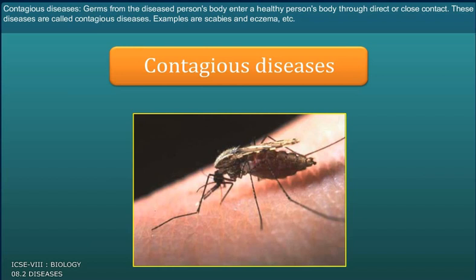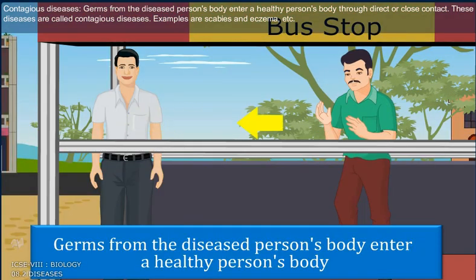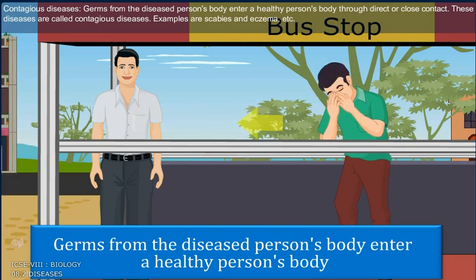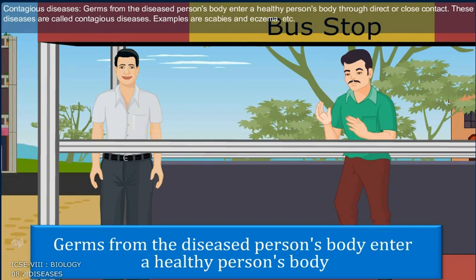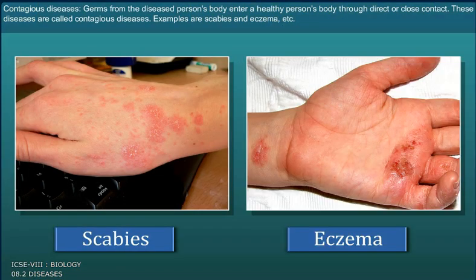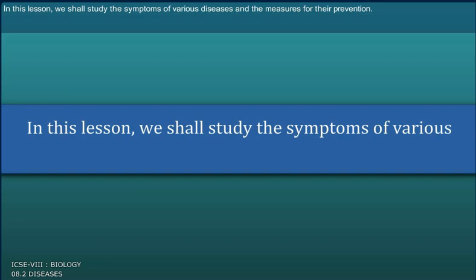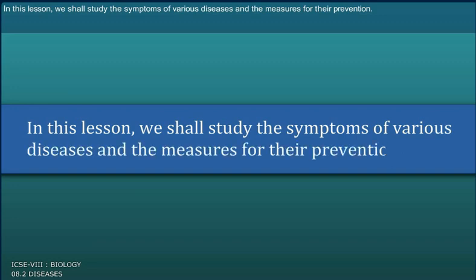Contagious diseases. Germs from the diseased person's body enter a healthy person's body through direct or close contact. These diseases are called contagious diseases. Examples are scabies and eczema. In this lesson, we shall study the symptoms of various diseases and the measures for their prevention.